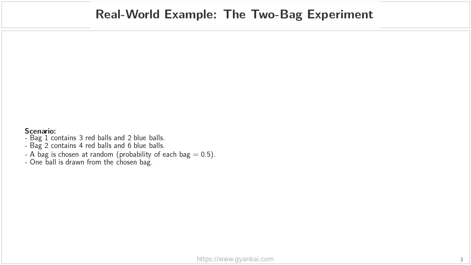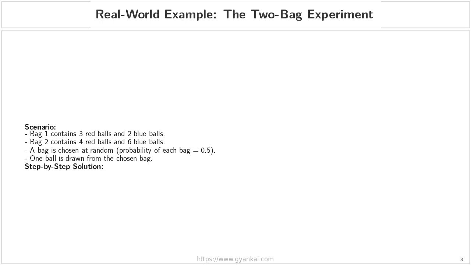Imagine we have two different bags. Bag 1 contains 3 red balls and 2 blue balls. Bag 2 is a bit different. It contains 4 red balls and 6 blue balls. Now, here is the crucial part where we move away from equally likely outcomes. We don't just pick a ball. First, we choose a bag at random, meaning there is a 50-50 chance, or a probability of 0.5, for each bag. Once a bag is selected, we draw exactly one ball from it.